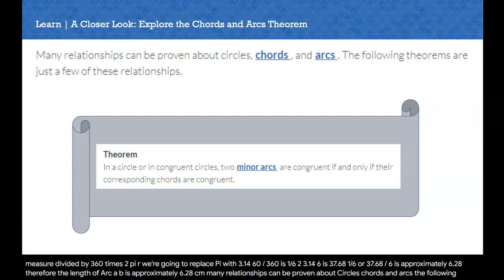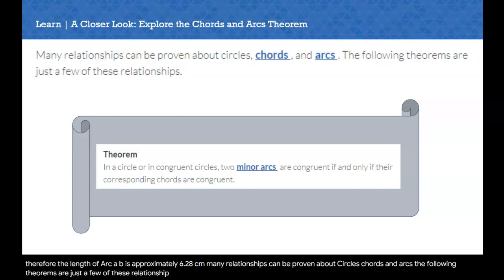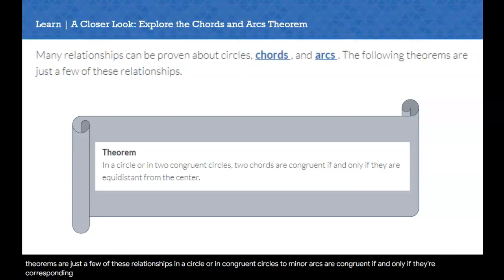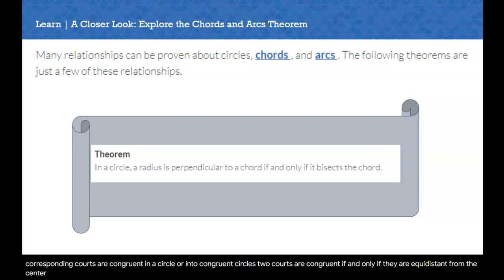Many relationships can be proven about circles, chords, and arcs. The following theorems are just a few of these relationships. In a circle or in congruent circles, two minor arcs are congruent if and only if their corresponding chords are congruent. In a circle or in two congruent circles, two chords are congruent if and only if they are equidistant from the center. In a circle, a radius is perpendicular to a chord if and only if it bisects the chord.